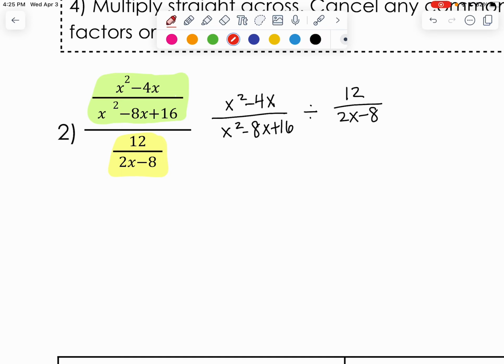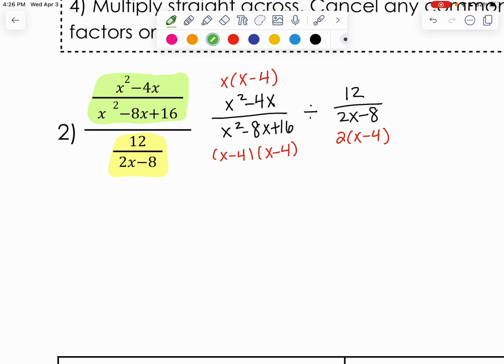Now we can go ahead and factor. In the top left numerator, x squared minus 4x, I can factor out a GCF of x. So I'm x times x minus 4. In the denominator, x squared minus 8x plus 16, we're looking for two numbers that multiply to 16 but add to negative 8. That would be x minus 4 times x minus 4. And then in the second fraction, 12 does not factor, but 2x minus 8, I can factor out a GCF of 2. So I've got 2 times x minus 4.